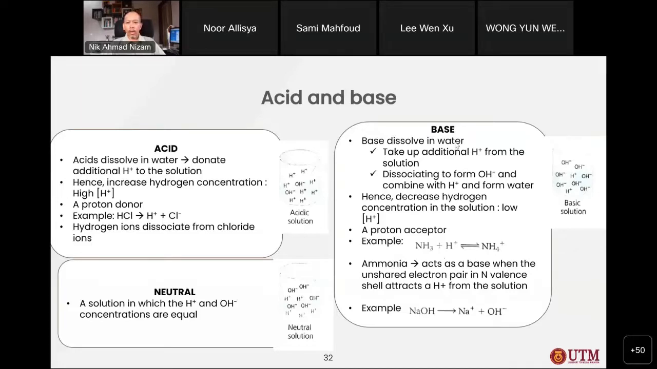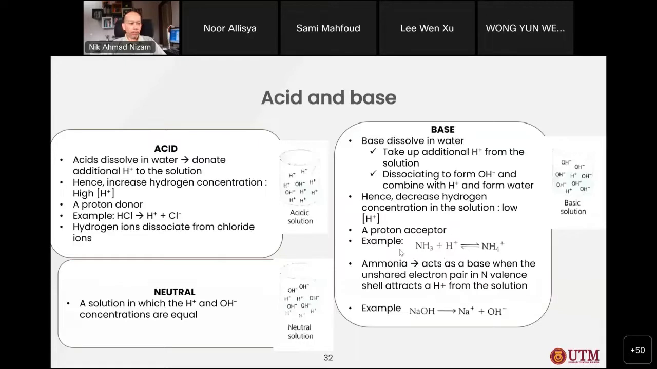Base or alkali: a base dissolved in water takes up additional H+ from the solution, dissociating to form hydroxide ions that combine with H+ and form water. So inside the basic solution there will be a lot of OH-, and the concentration of H+ will be lower. It is also considered a proton acceptor.